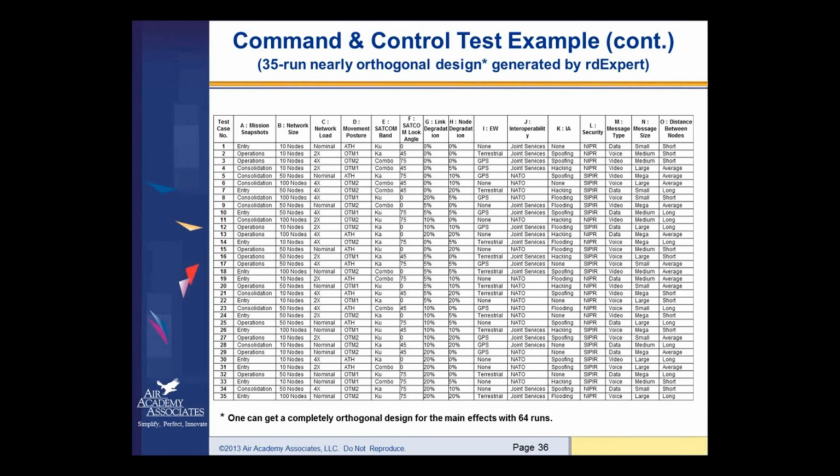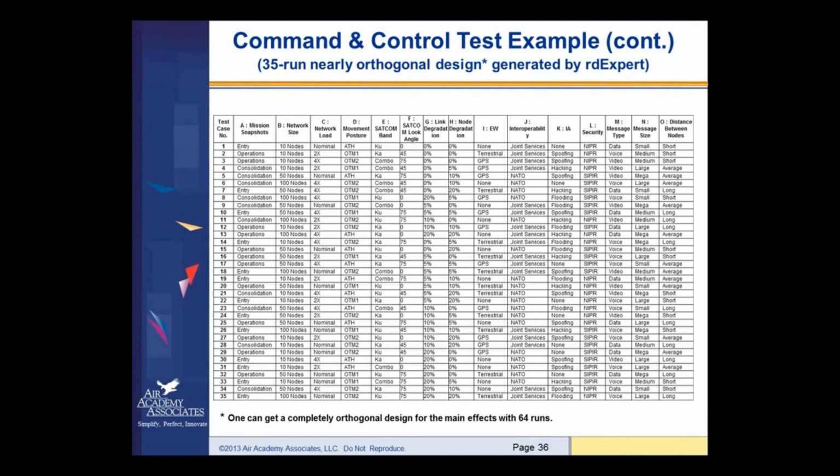The result is not shown here, but it would take about 64 test cases to get pure orthogonality. We can do it in 35 test cases with this nearly orthogonal design. So I'm just showing you getting good test coverage. You are getting all pairs. You are guaranteed in this 35-run design to get all pairs, or all two-way combinations, tested.